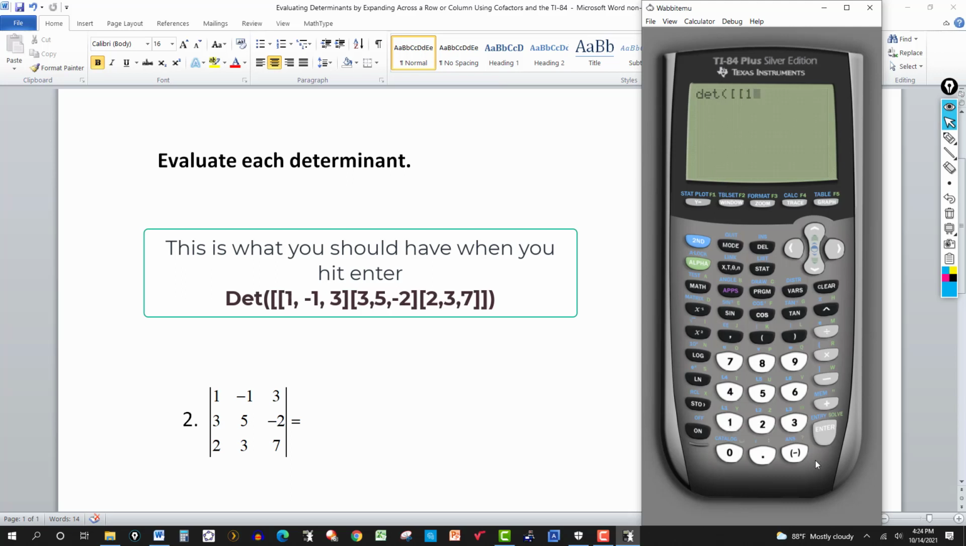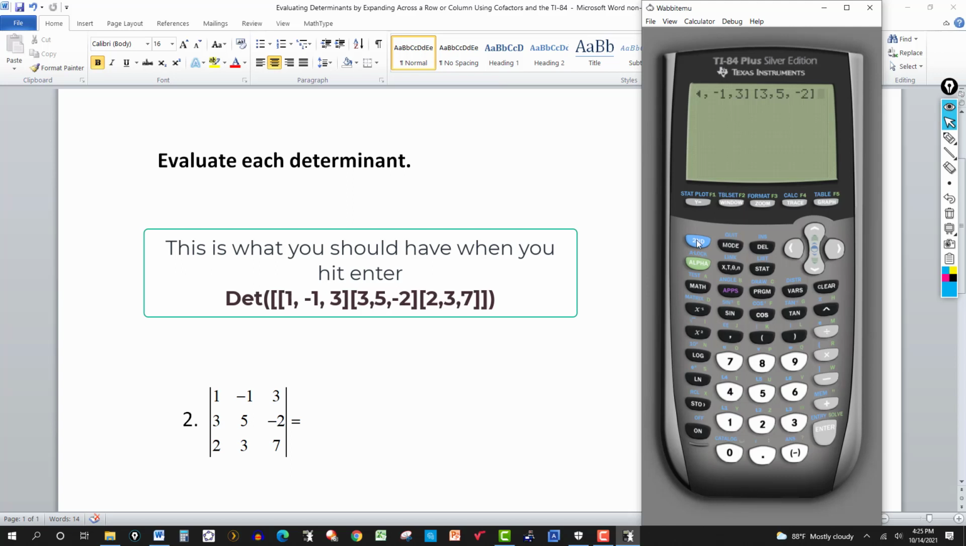So here it's 1, then a comma, -1, and a comma, and 2. We close the brackets. And then we enter the next one. Another bracket to the left here. Enter the 2 or 3, comma, 5, comma, 2. Close bracket.